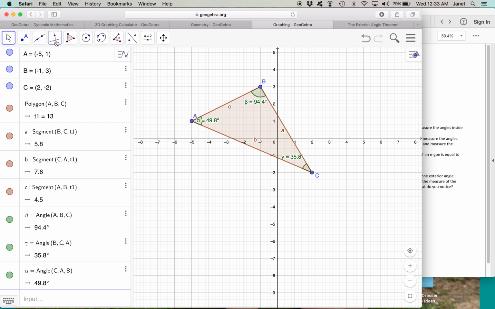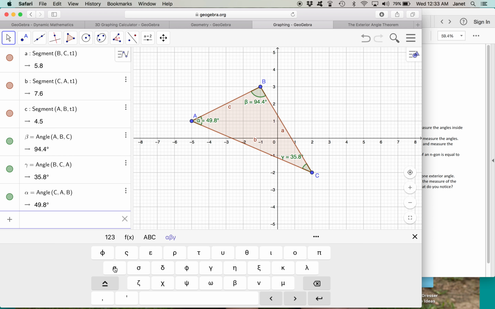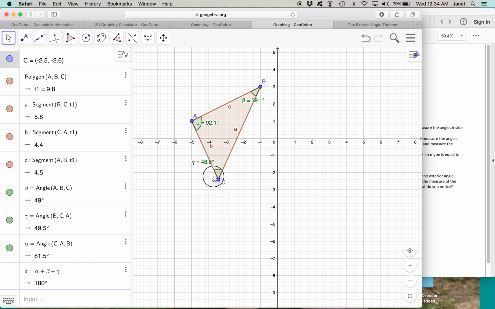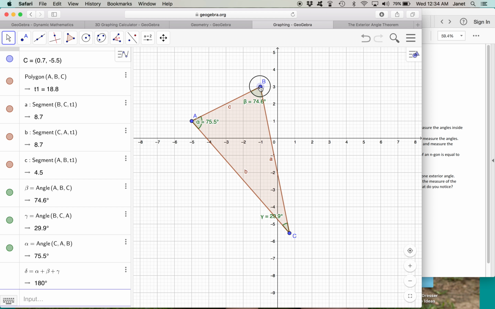And the next thing that we're going to do is a calculation. So for my input here, I'm going to do the sum of those 3 interior angles of my triangle. Alpha plus beta plus gamma. And notice that it gives me 180 degrees. Well, to check the interior angle sum of a triangle, we can move the angles, and it doesn't matter what you do with these 3 points, the interior angles will always add up to 180 degrees.